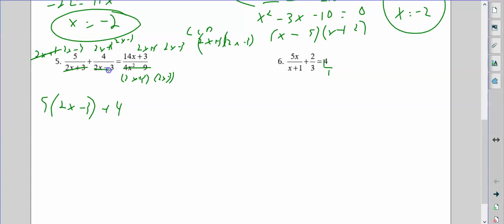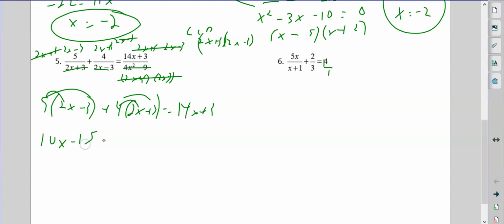Plus 4 times the 2x plus 3 equals, everything cancels, 14x plus 3. So I'm going to distribute, double distribute, 10x minus 15. Not equals, I don't know what I'm thinking, plus 8x plus 12. Now equals 14x plus 3. I'm going to combine like terms.